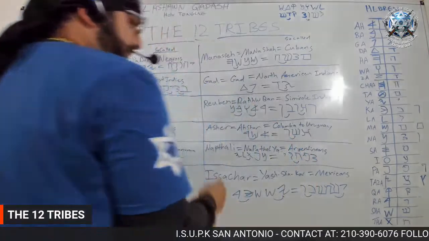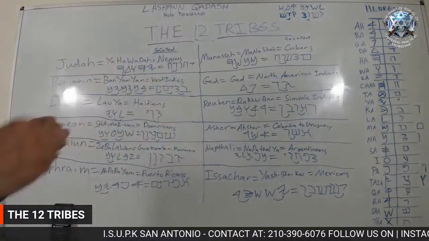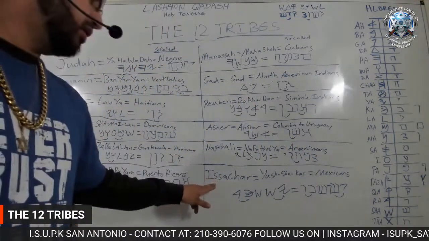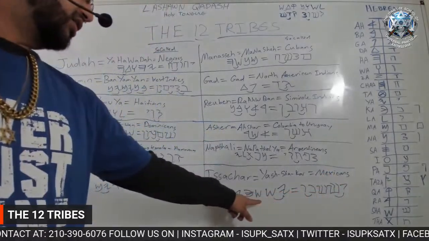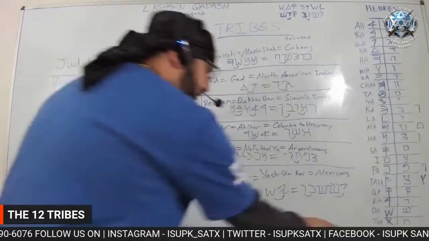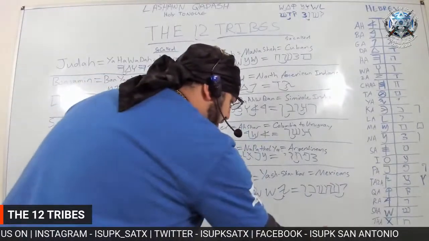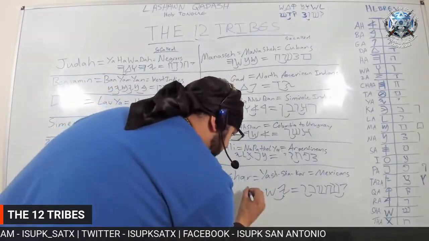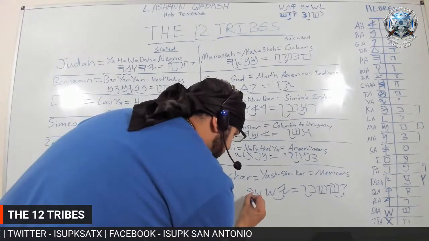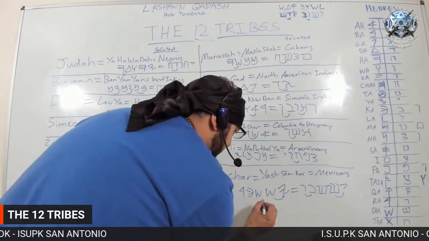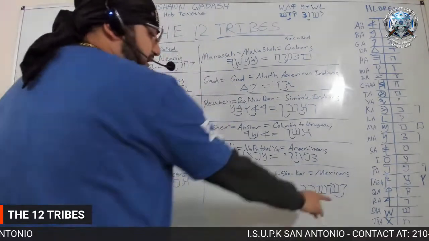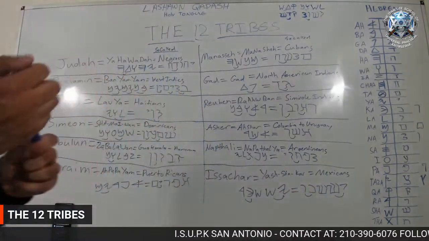Finally, last but not least, we got Issachar, Yash Shakar, so-called Mexicans. Yash Shakar. Okay? Shakar. And then Ra. Yash Shakar. So there we have it.